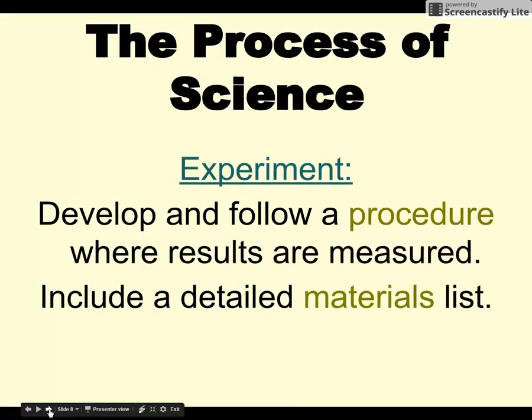The experiment section of the process of science is what most people are pretty excited about, and is usually pretty fun. But sometimes experiments can take a long time, or they have to do several trials. In the experiment, develop and follow a procedure where results are measured. Include a detailed materials list, so if somebody ever wants to replicate or do your experiment, they know how to.